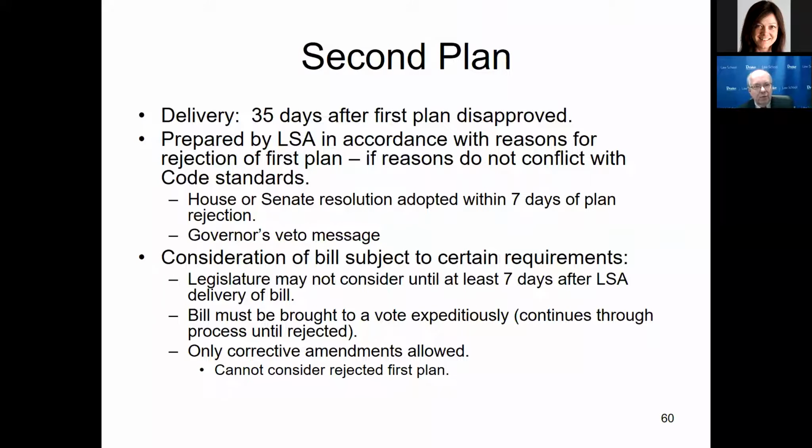And the second plan, once delivered, is also subject to certain requirements. The legislature may not consider the bill until at least 7 days after delivery of the bill by the Legislative Services Agency. And like the first plan, it must be brought to a vote expeditiously and continue through the process until rejected. And only corrective amendments are allowed. The legislature cannot reconsider the rejected first plan. They have to either vote the second plan up or down.